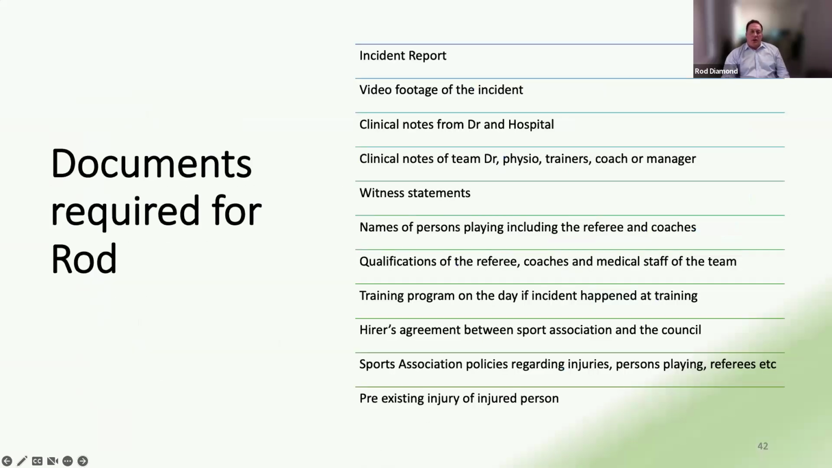The documents I require, again, very similar: incident reports, video footage, clinical notes, possible witness statements, training program on the day if it happened at training, qualifications of the medical staff, the coaches, the referees. Was there a hire agreement between the Sports Association and the council? And then obviously pre-existing injuries of some injured persons.